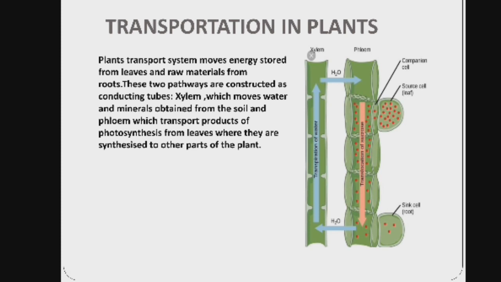Transportation in plants. The plant transport system moves the energy stored from leaves and raw materials from the roots. There are two pathways constructed as conducting tubes. One is the xylem that moves the water and minerals obtained from the soil, and the other is the phloem which transports the product of photosynthesis from leaves where they are synthesized to other parts of the plant. In this figure we can see the xylem and the phloem, how they transport the food.